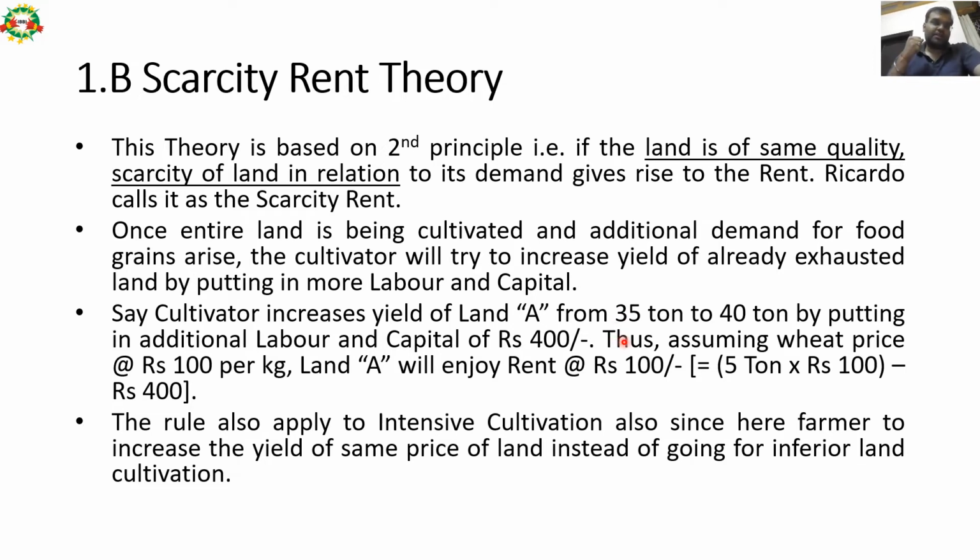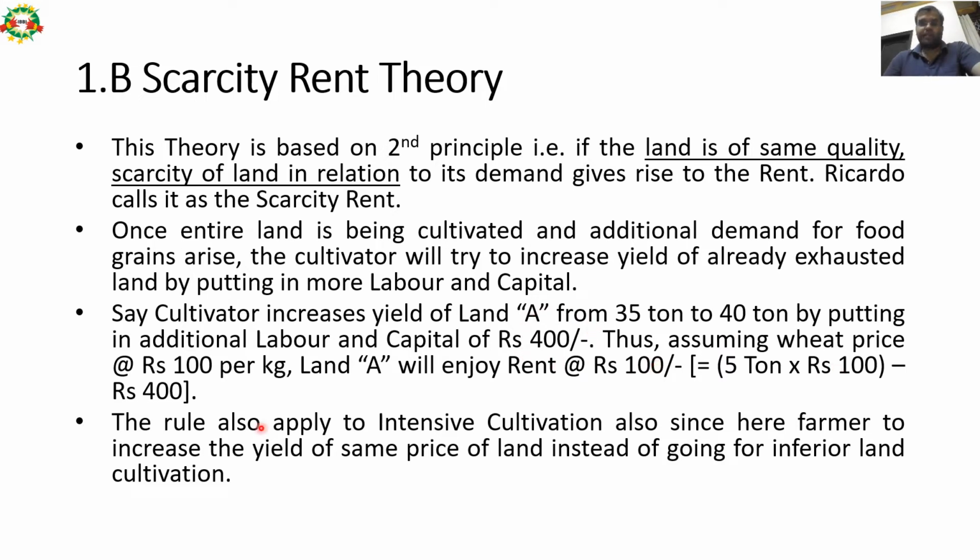So this is the maximum capacity of land A, but the farmer puts in some extra effort, some extra manure or some chemicals, and by putting in those extra efforts, labor and capital, the farmer is able to increase the yield of the land from 35 ton to 40 ton, but he has to put in an extra 400 rupees.